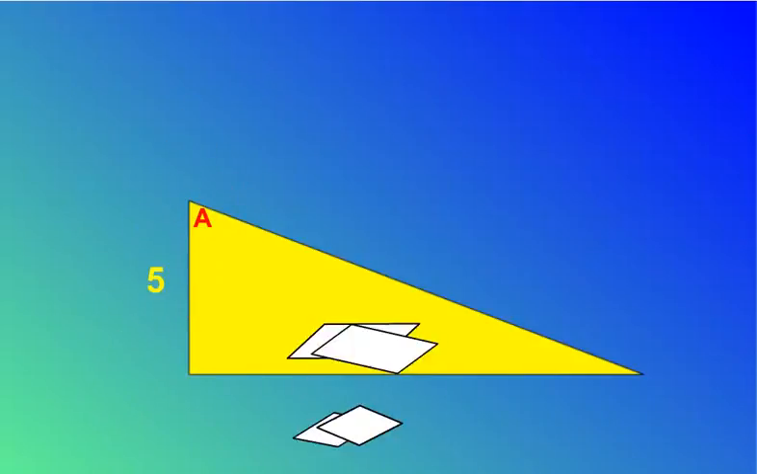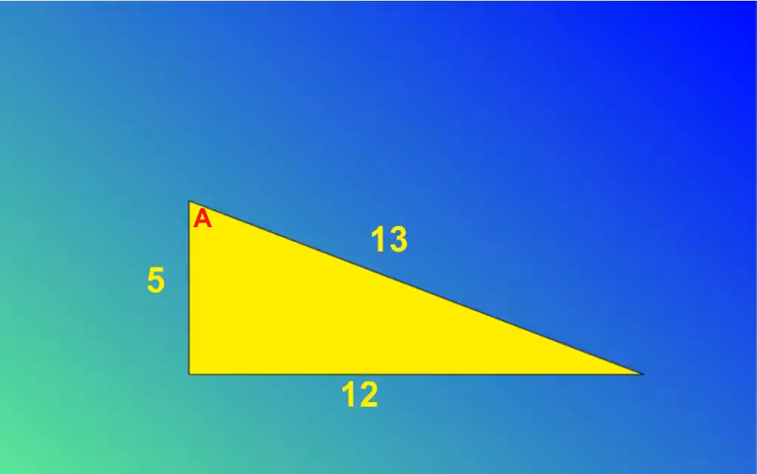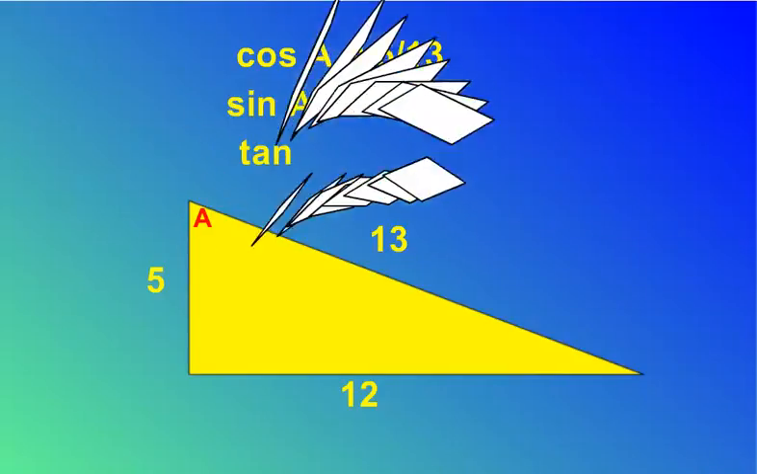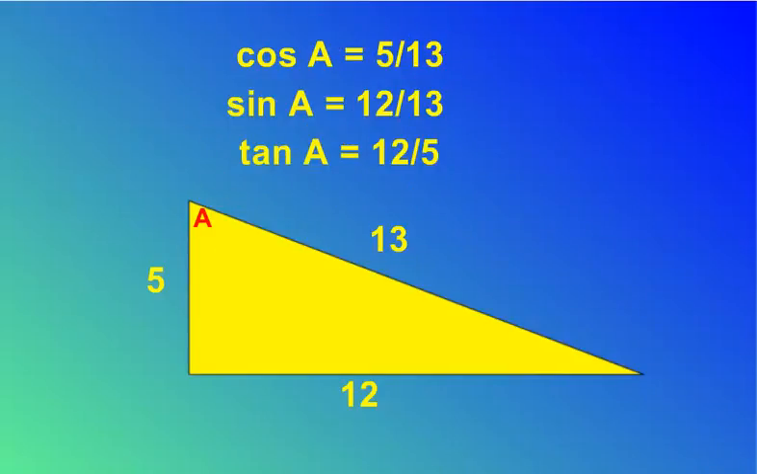Once again, let's be sure we've got this straight. Let's say this is angle A, and we have sides of 5, 12, and 13. Well, the cosine of A would be adjacent over hypotenuse, so it would be 5 over 13. Sine of A would be opposite over hypotenuse, that would be 12/13. And the tangent of A is opposite over adjacent, or 12 over 5.